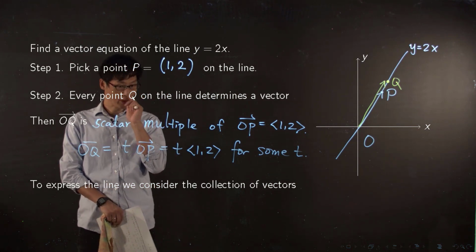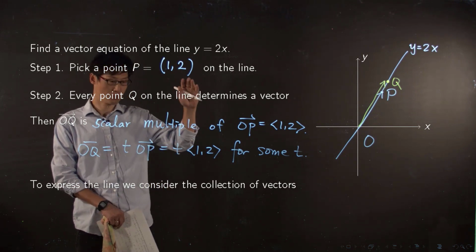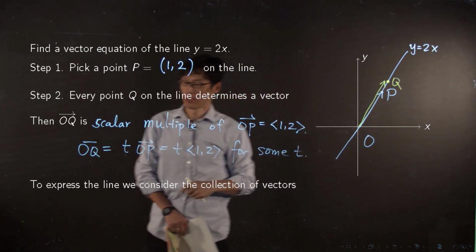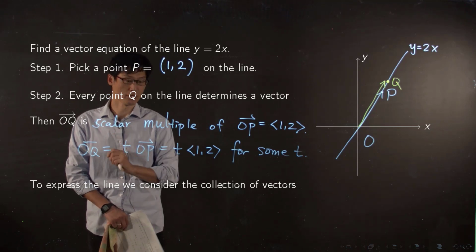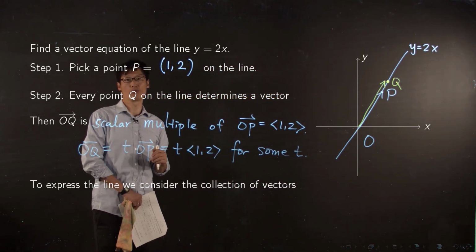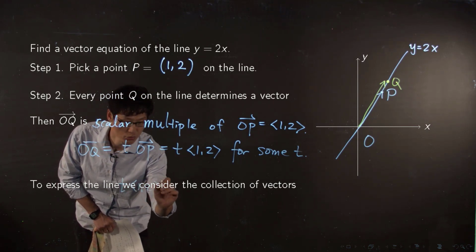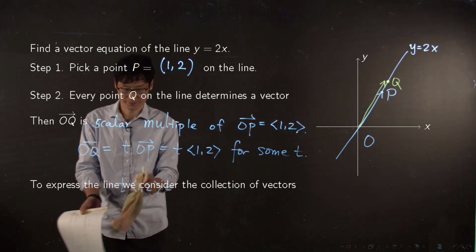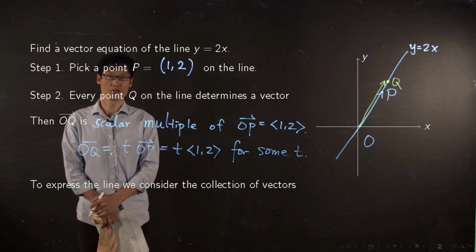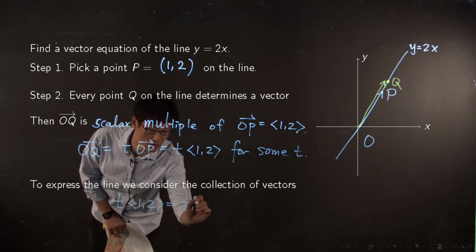Okay, so what we want to do is to collect infinitely many vectors so that the collection of terminal points will represent this straight line. So whenever you pick a point Q, you can find an appropriate t so that OQ is a multiple of OP. So to express the line, we consider the collection of vectors t times (1, 2), or (t, 2t).